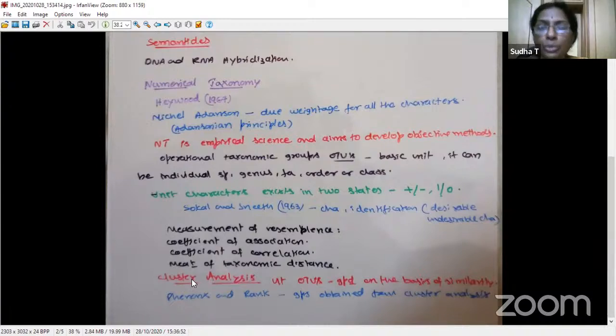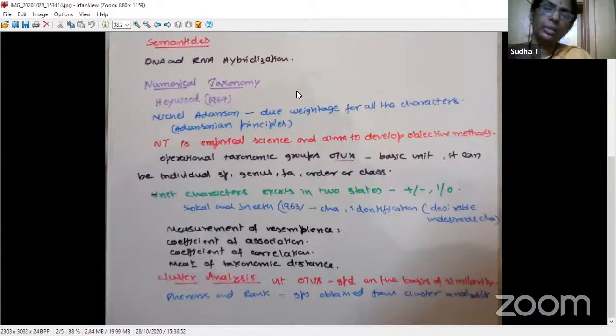The different OTUs are grouped on the basis of similarity. They call these phenons and ranks. Groups are obtained from the cluster, which will help us to understand the phylogeny. So numerical taxonomy has a lot of significance in making phylogenetic relationships, because by using this analysis we'll be able to make the groups. It is very easy to see what the first source is and how it has been divided.